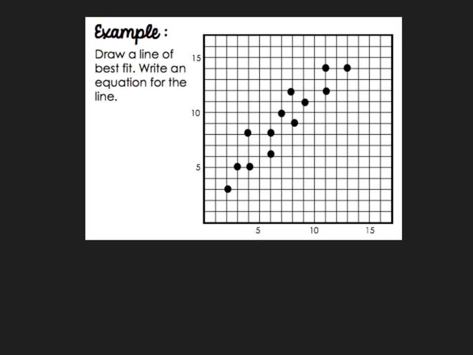So here's our first graph, and it says draw a line of best fit, and then try to write an equation for the line. We don't have any points listed in a table, so we're just going to look at the path of these dots. It starts low and ends high, so that automatically tells me when I finish, I need to have a positive slope.